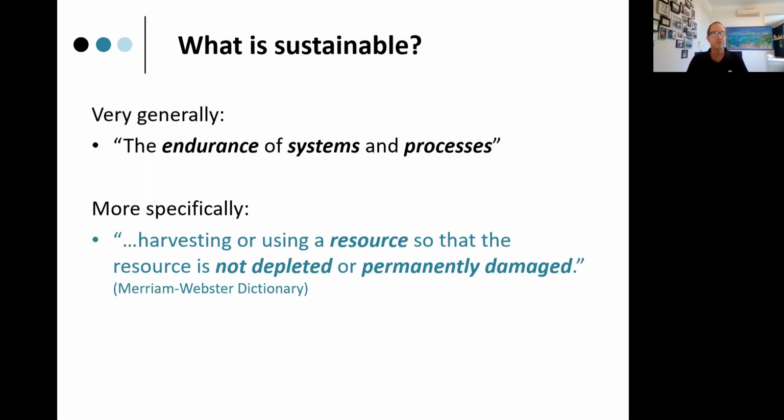Endurance of system and process. So sustainability is actually the fact that the system or the processes, and normally we're only interested in if there's a perceived benefit to humans, but it's the process or the system continuing to function in a way that it can provide that service or that benefit to us, is the anthropogenic way of looking at sustainability.